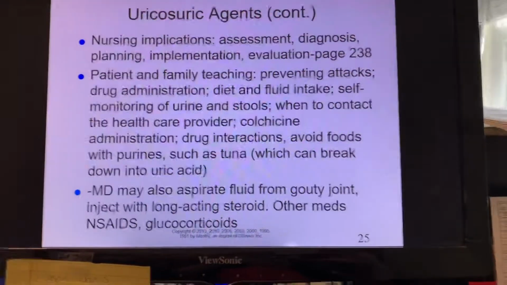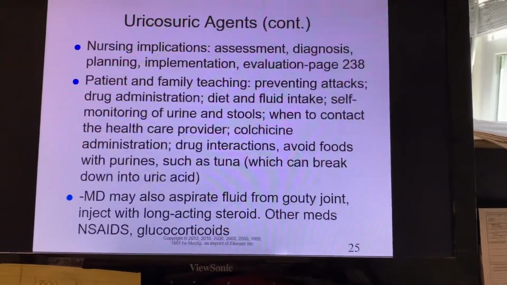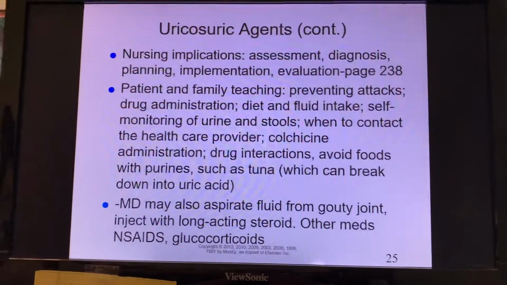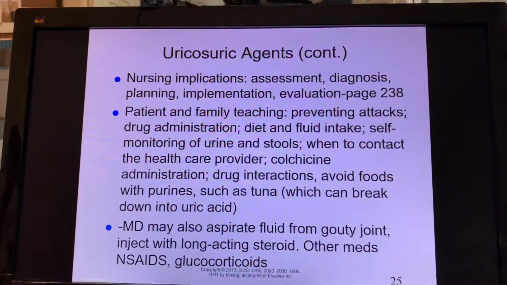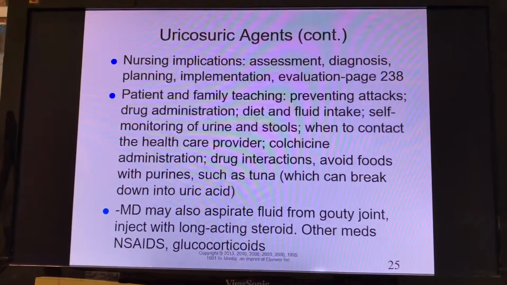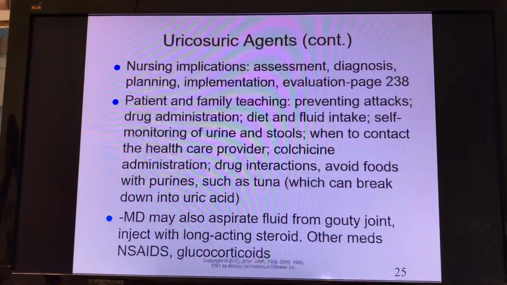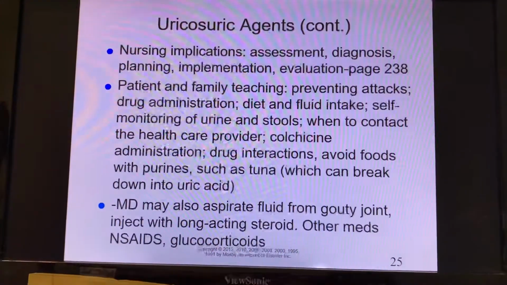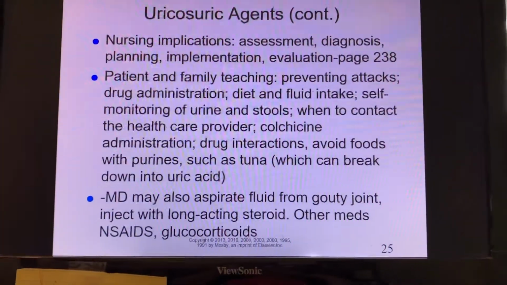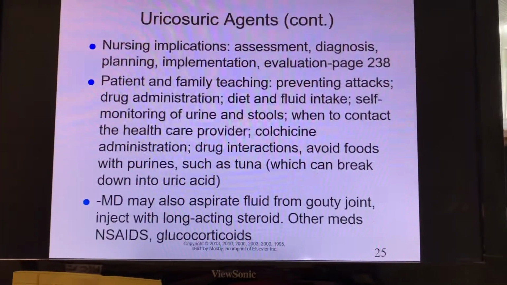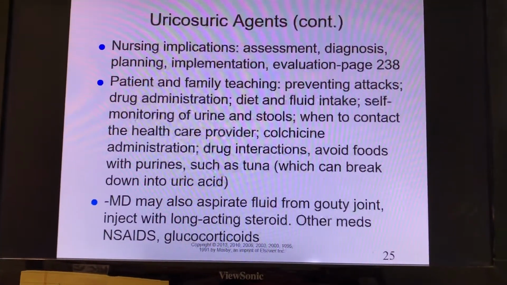They should self-monitor their urine and stool. They should be taught when to contact the health care provider, how to take the colchicine when they get the first signs of gout, common drug interactions, and you want to avoid foods with purines, those amino acids, such as tuna that breaks down into uric acid.